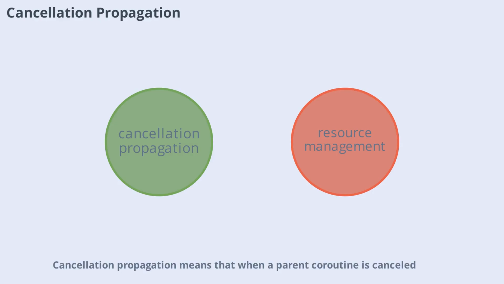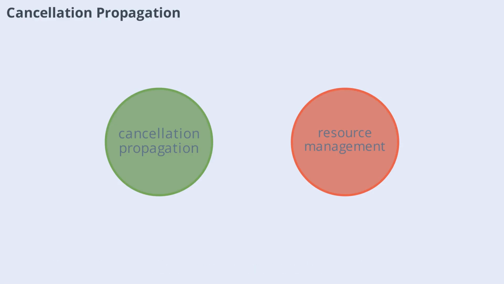Cancellation propagation means that when a parent coroutine is cancelled, all its child coroutines are also cancelled. This ensures that resources are released and tasks are stopped in a controlled manner, preventing leaks.